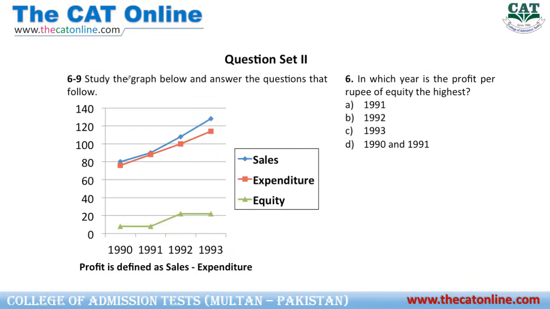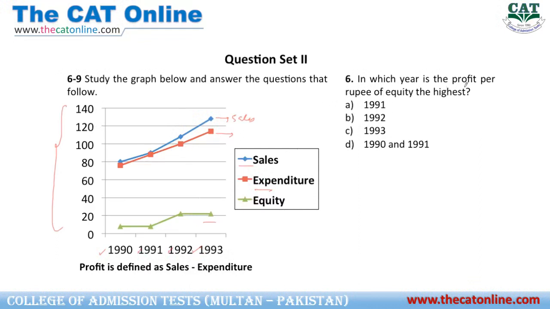So now let's look at this second set in line graphs. Study the graph below and answer the questions that follow. Let's understand the graph first. I have years on the x-axis. This blue line depicts the sales. The red line with squares depicts the expenditure, and I have equity here. Nothing is mentioned about the units on the y-axis. So we'll just take this as 140 units, 120 units, and so on.